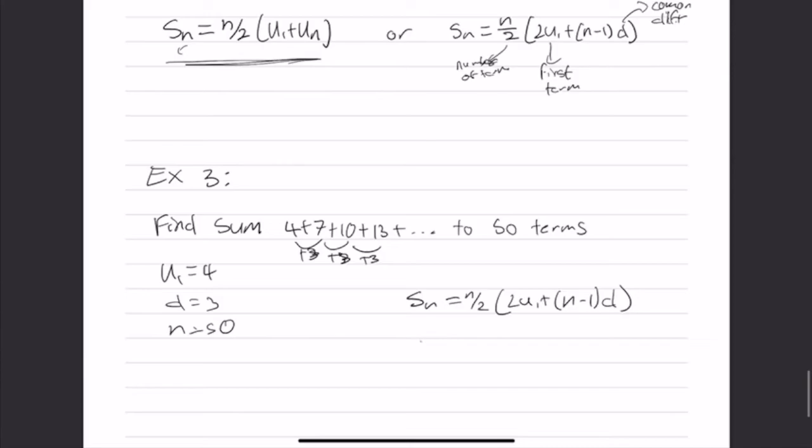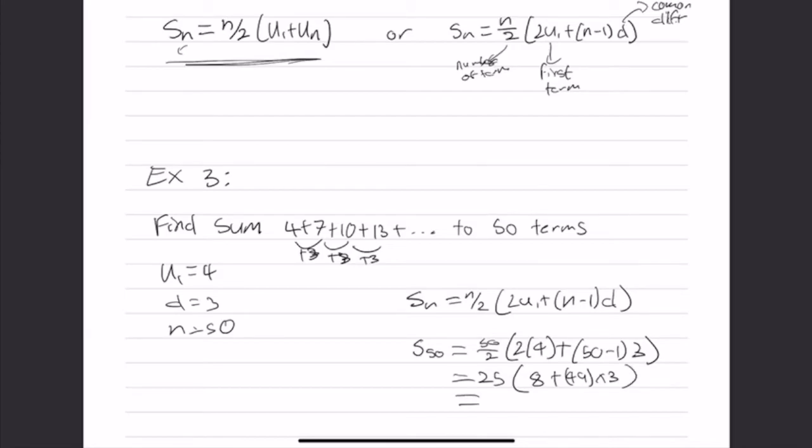So Sn we have to find, so the sum of the 50 terms equals 50 over 2 times 2u1, so that's 2 times 4, plus 50 minus 1 times the common difference, which is 3. So we can simplify this: 25 times 8 plus 49 times 3. When we put this into a calculator, we get the value of 3875. So that's the value of the sum of the first 50 terms.